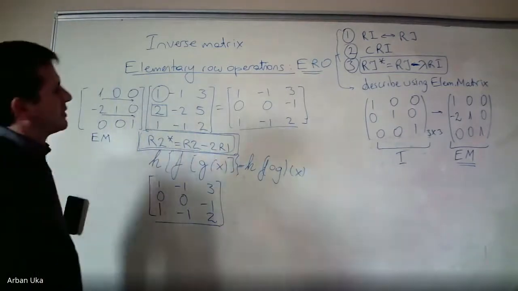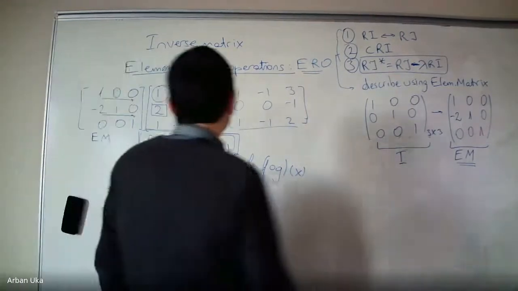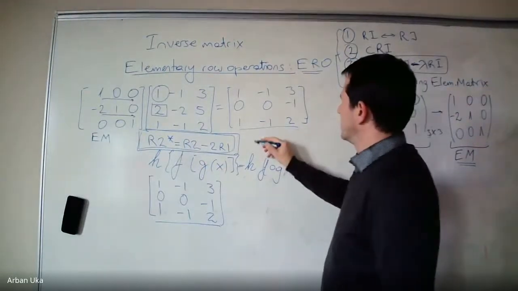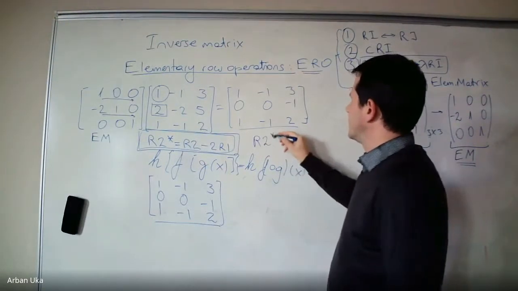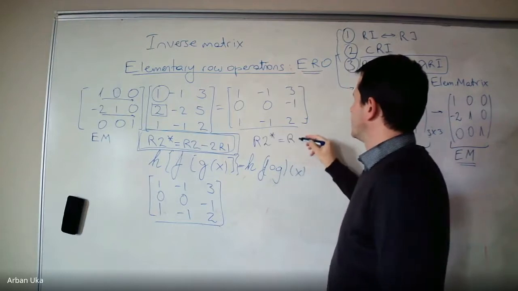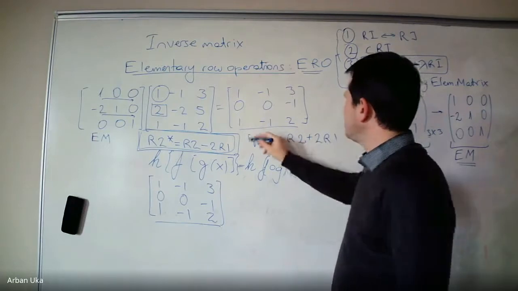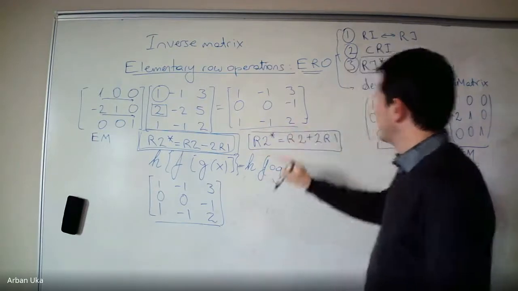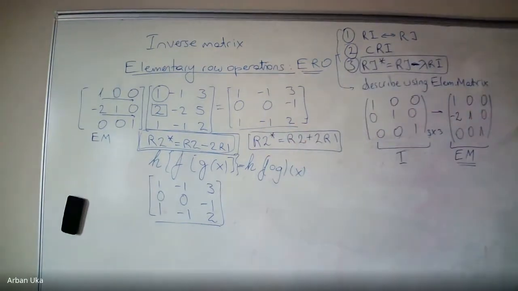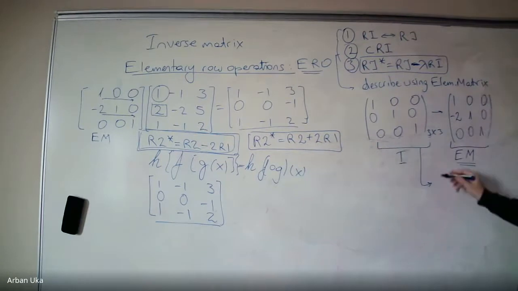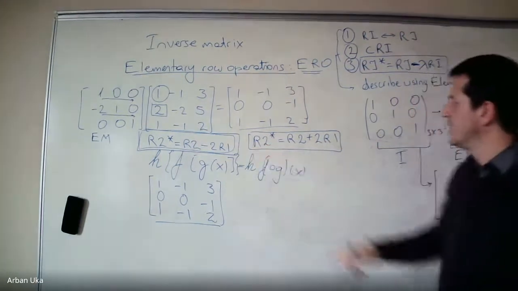Now, for a moment, let's see. We did this elementary row operation, but what if we do the following? What if we write row 2 star is equal to row 2 plus 2 row 1. So we have this other one. So let's see what we are going to get. But now we are applying this other elementary row operation, not this.